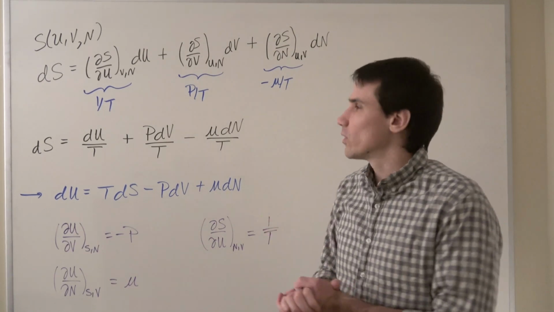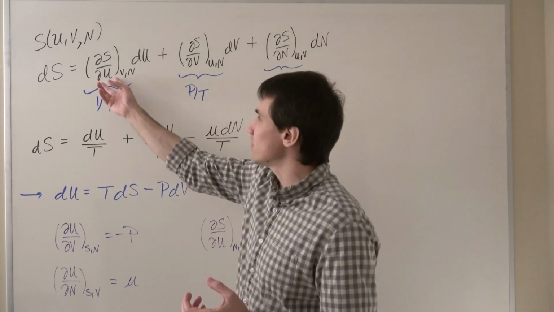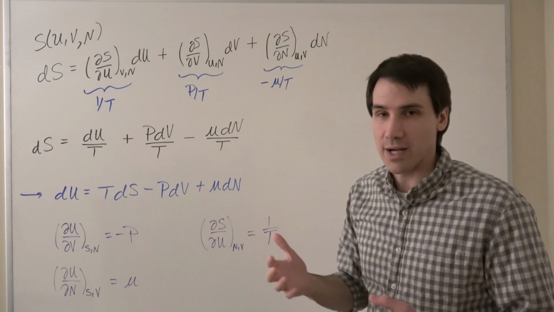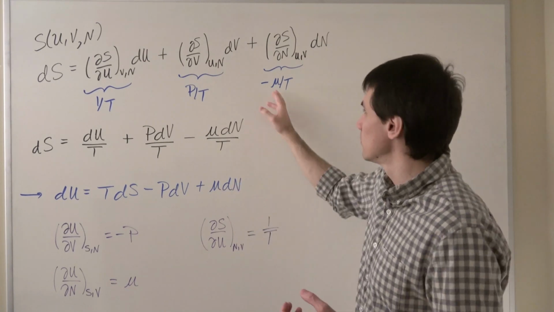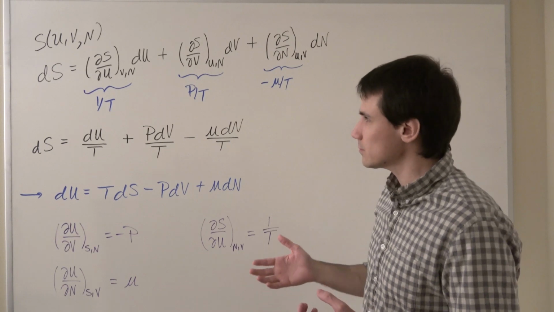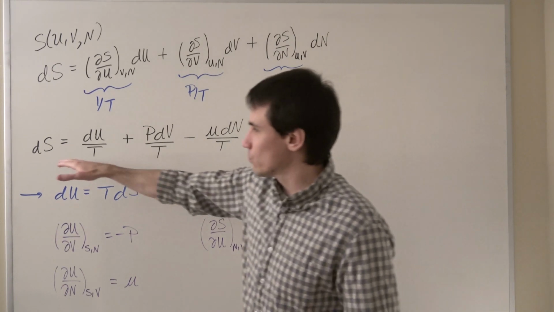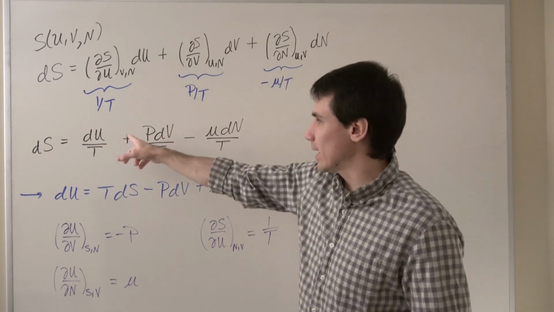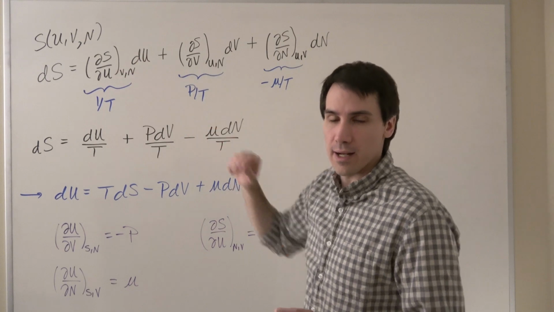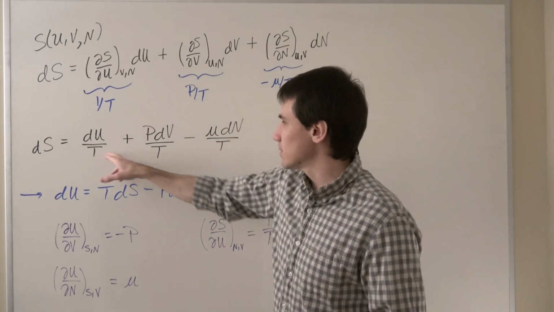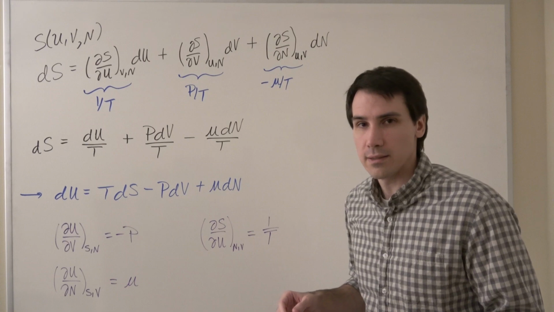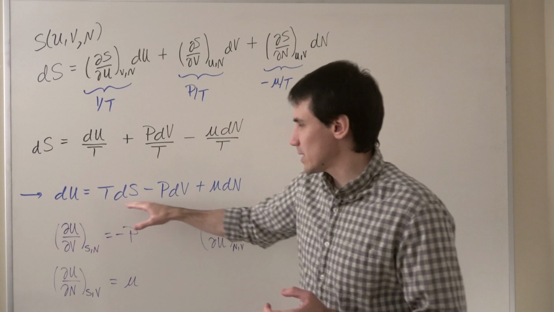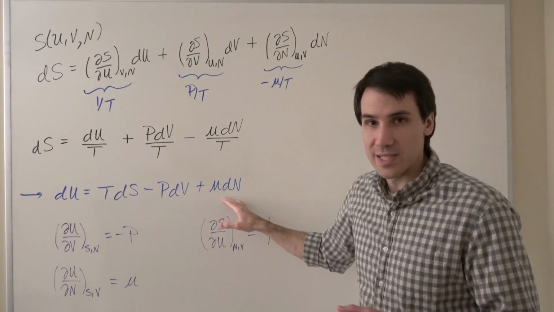And now we've gotten to a point where we have seen that each of these partial derivatives is in fact related to quantities defining the system: temperature, pressure, and mu, which is our chemical potential. So what we can do is rewrite dS in terms of differentials of each of our variables that entropy is written in terms of, and temperature, pressure, and the chemical potential. Normally this is rewritten as dU equals TdS minus PdV plus mu dN.